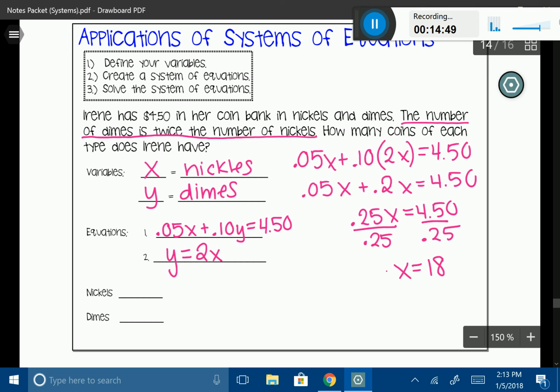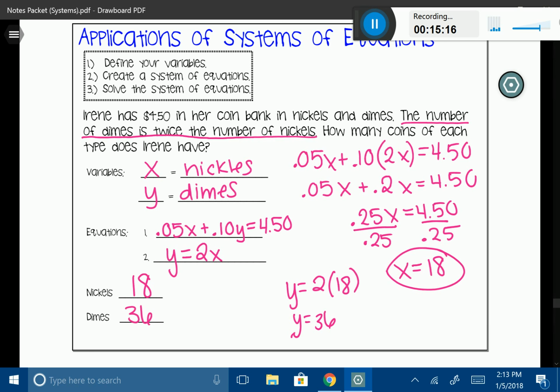All right, x represents my nickels. So I'm going to end up with 18 nickels in the piggy bank. And then I need to figure out how many dimes I have. Well, I'm going to plug that right into my second equation because that's a pretty easy equation to substitute it into. That's going to give me 36. So 18 nickels and 36 dimes is what is inside the coin bank.